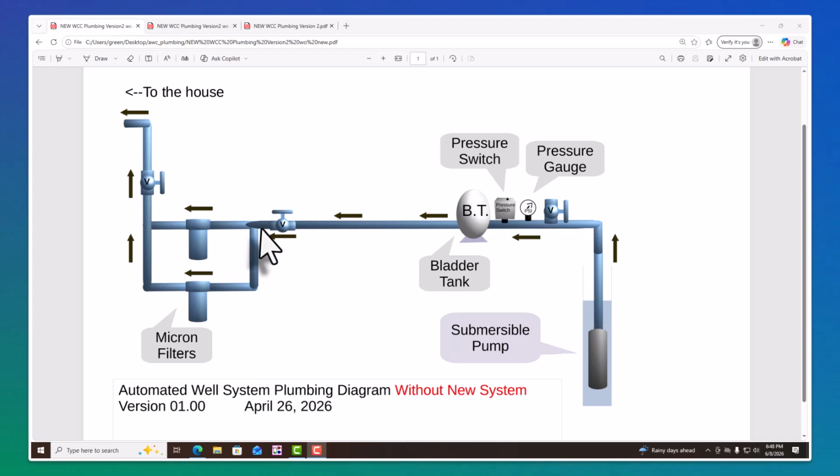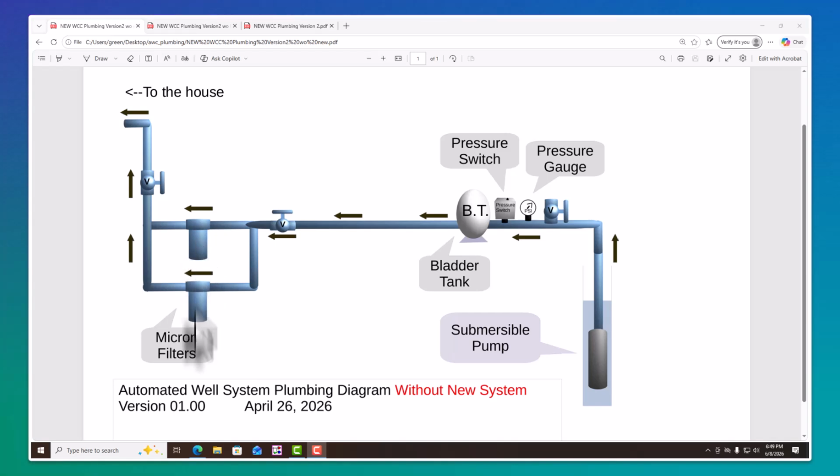Because they're in parallel, half the water flows through this filter and half flows through this one. Because half the water flows through each of them, they'll last twice as long. Of course, I have to replace two of them at a time. But when I'm replacing these filters, I'll just turn these two valves off, and that'll prevent water from coming through from the pump and also backflowing from the house. There'll be a little bit of water that comes out, but not much.